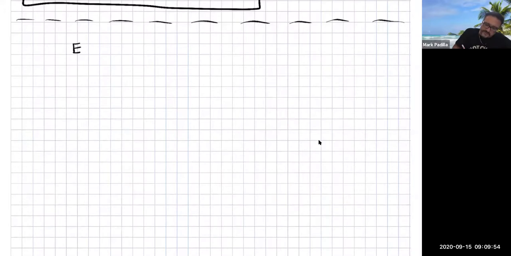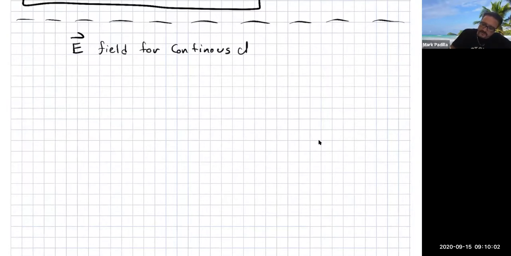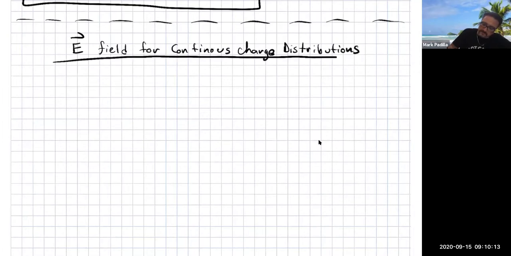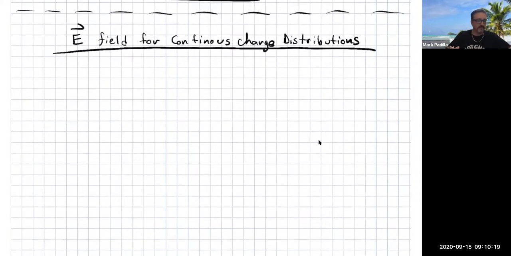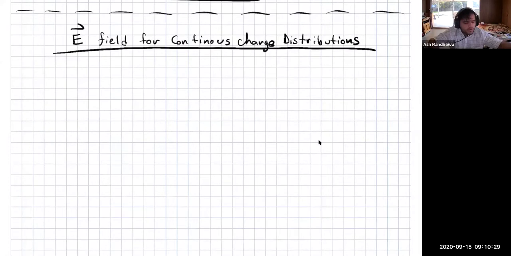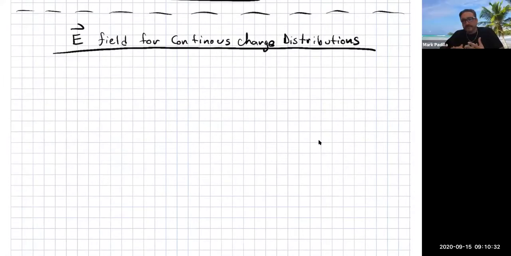Okay, so this is E field for continuous charge distributions. All right. So first of all, we need to get a little philosophical first. Let's go. So this is the argument.